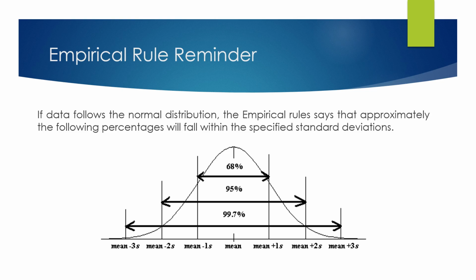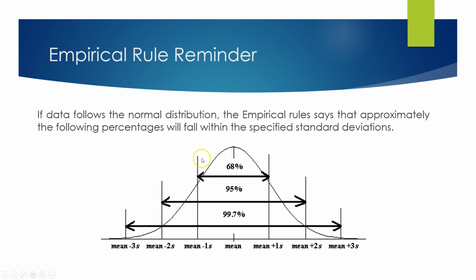So we have two reminders that we're going to do before we get into the calculations. The first is the empirical rule. The empirical rule said that for data that was approximately normally distributed, the following percentages would be true for the amount of data that falls within them. So within 1 standard deviation above and below the mean should be about 60% of the data.